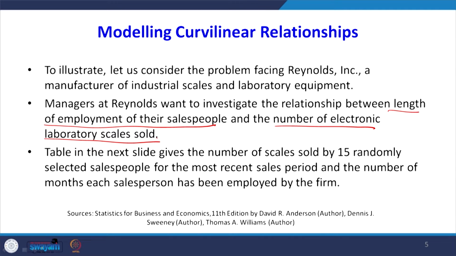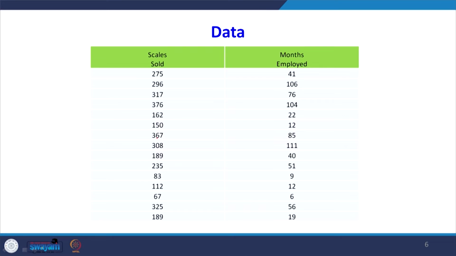The table in the next slide gives the number of scales sold by 15 randomly selected salespeople for the most recent sales period, and the number of months each salesperson has been employed by the firm. So, this slide shows the data: scales, the product sold, and months employed. Here months employed is going to be our independent variable, and scales sold is going to be our dependent variable. So, this is y, this is our x.